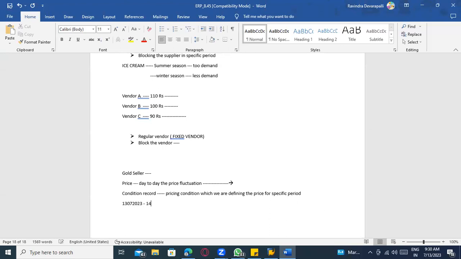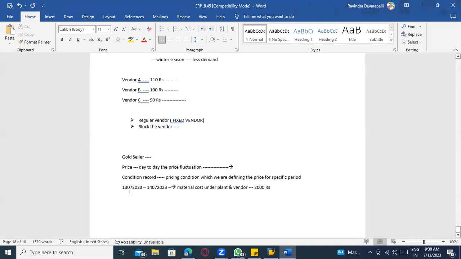That means if, suppose, today and tomorrow it is the same price, I'm just putting like 13/07/2023 to 14/07/2023. This material costs, for this plant or under this plant and vendor, this combination I'm just putting like that. It is a 2000 rupees cost.